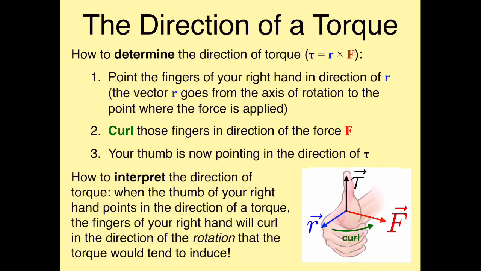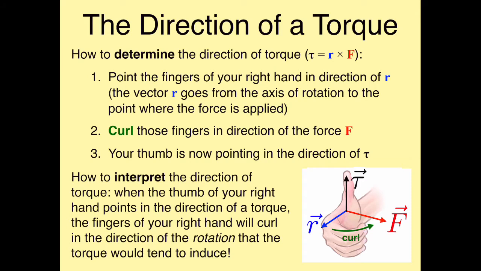Okay, so this is a picture of what that looks like. You take the fingers of the right hand, you point them in the direction of R like this. But you then curl them in the direction of the F vector like this. And after you do that, your thumb will be pointing in the direction of the tau, or the torque vector. And that's how you use the right hand rule.